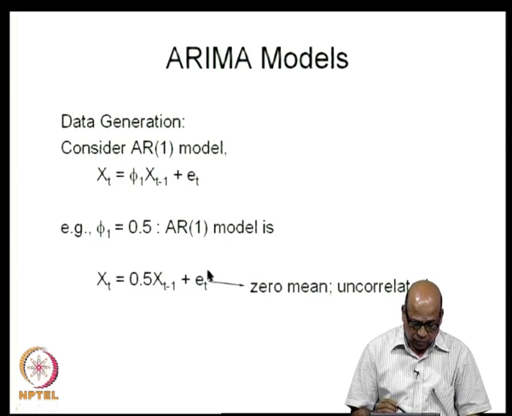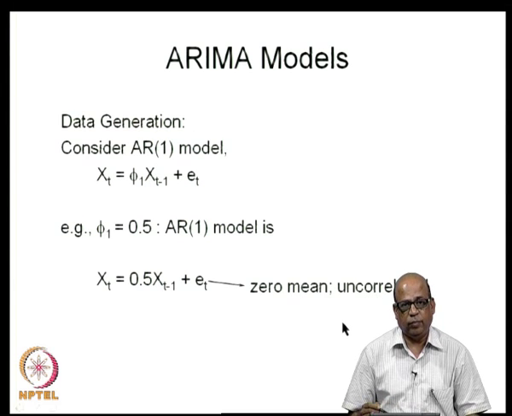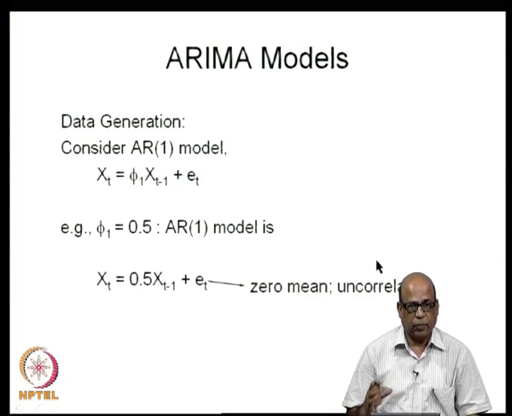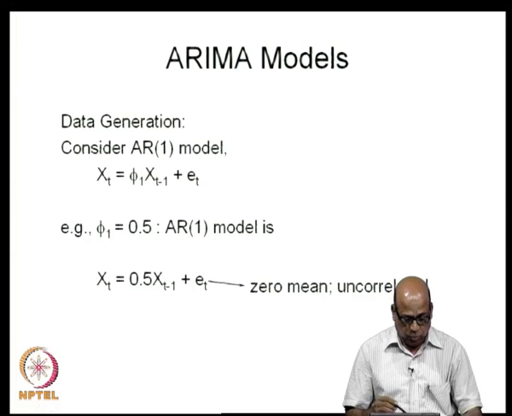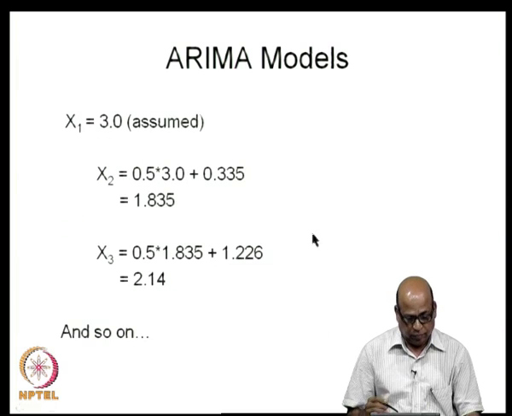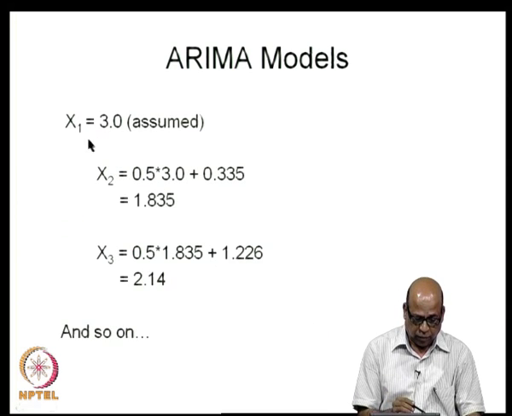So, to apply this, we choose the E t's such that they have 0 mean and they are all uncorrelated. For example, if you take the standard normal deviates, they all have 0 mean and, coming from a purely random sequence, they are uncorrelated. So, we choose the E t sequence following these two. Then let us say how do we apply this?